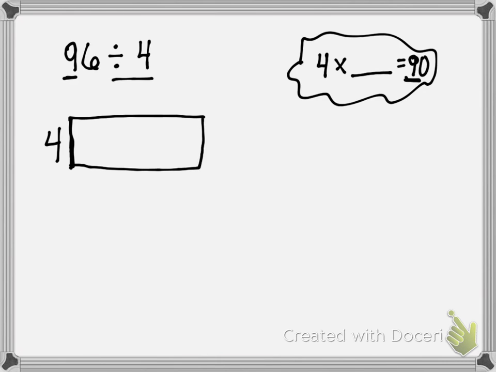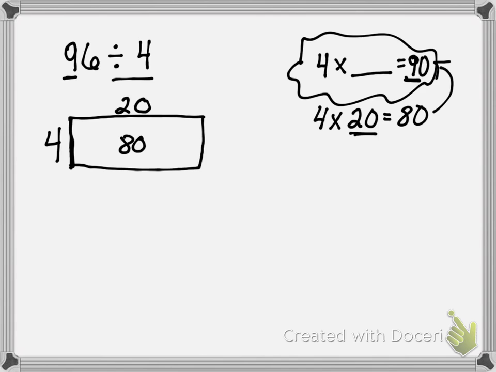And the closest we can get to, 4 times 20, gives us 80. So we're very close to 90. So the closest we can get to by using 20. So up here is going to be 20, and down here is going to be 80 squared units.